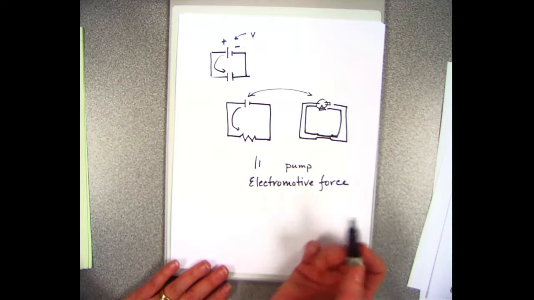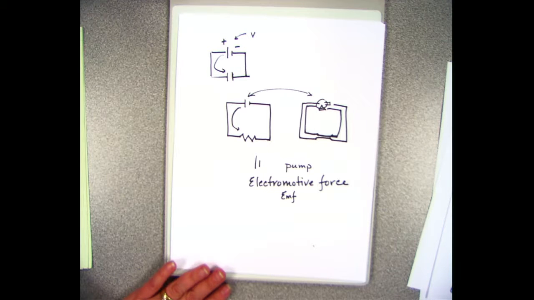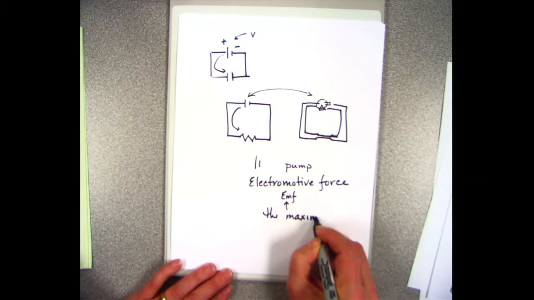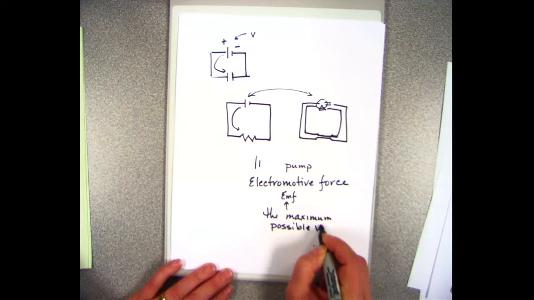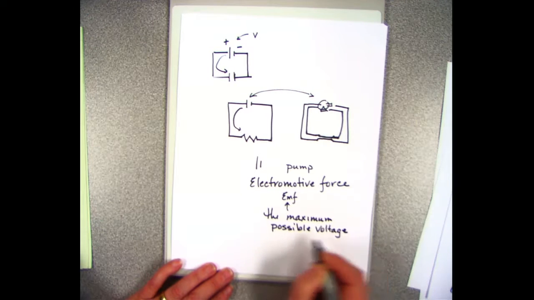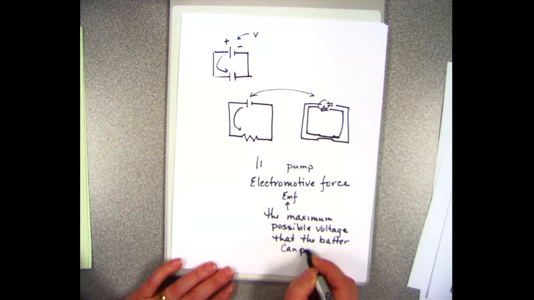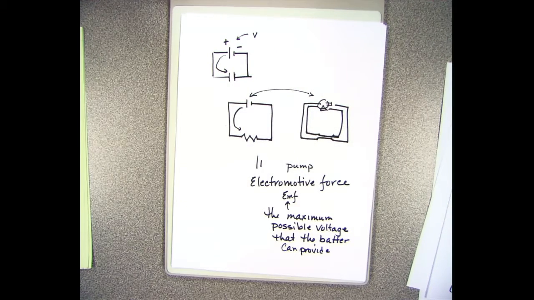It's not really a force. It's really a potential. And so we end up talking about an EMF, and this EMF is the maximum possible voltage that the battery can provide. So that's the maximum possible voltage that the battery can provide, will give me what we call the electromotive force.